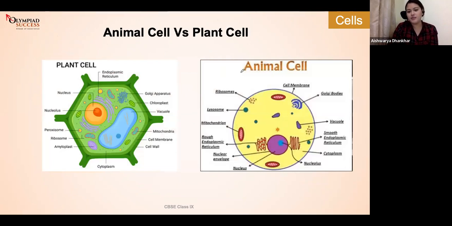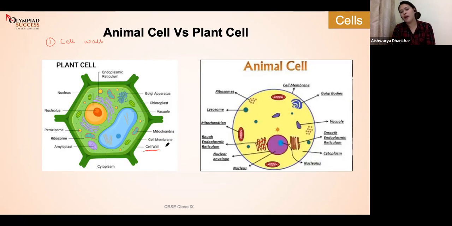Now the major difference between an animal cell and a plant cell is first, a cell wall. Briefly, we'll discuss this because again, you've done this in class 8, right? Cell wall is present or absent in a plant cell? Can someone tell me? Where is the cell wall present? Present in plant cell or animal cell? Present in plant cell, correct. So this structure here that you see on the outside is a cell wall.